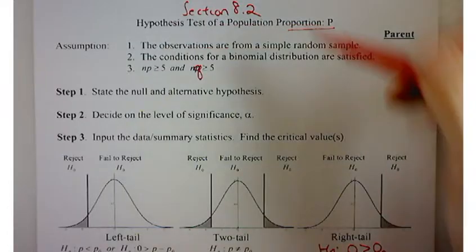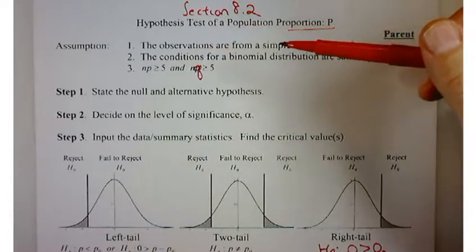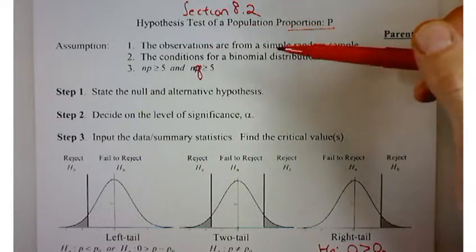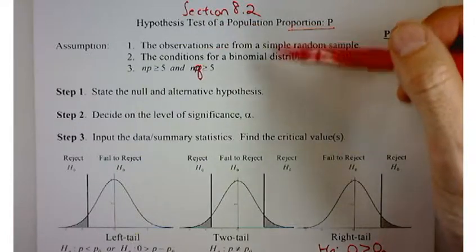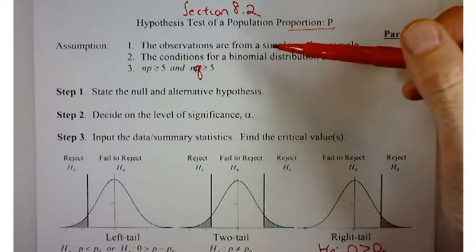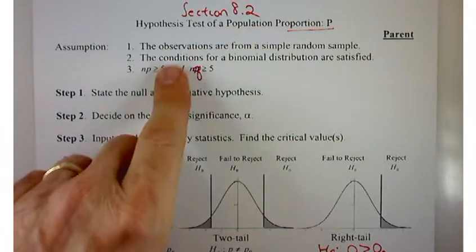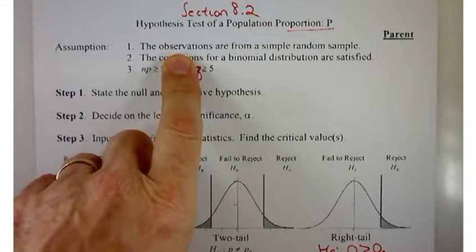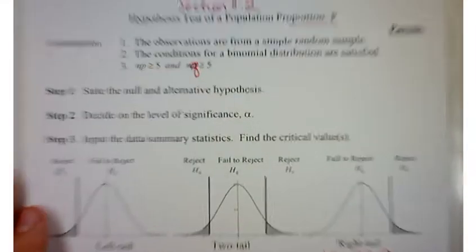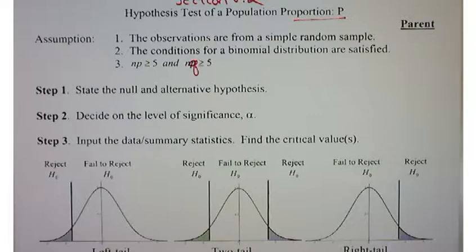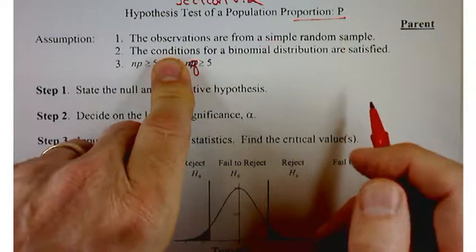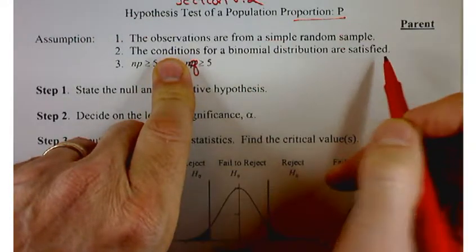That's a claim about a population proportion. And we can test that claim, try and decide for ourselves if we think it's true or false, as long as certain assumptions are met. And these assumptions are, first of all, that we have observations from a simple random sample. That's going to be beyond the scope of this class to really test, so it's just always going to be kind of assumed. But then we have the conditions for a binomial distribution are satisfied.